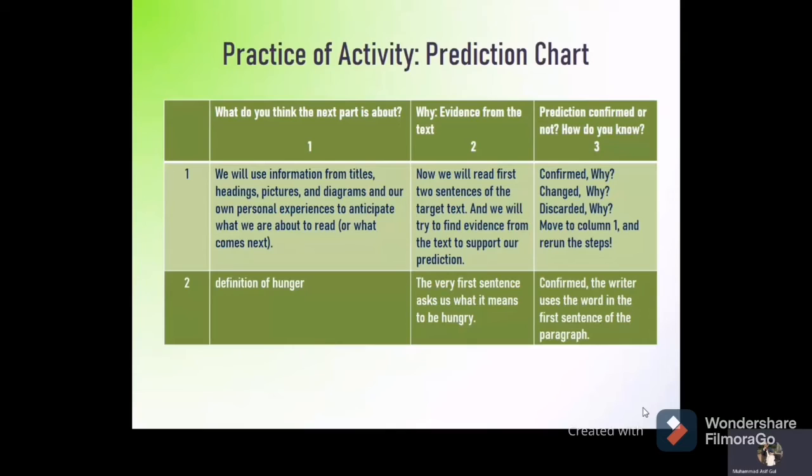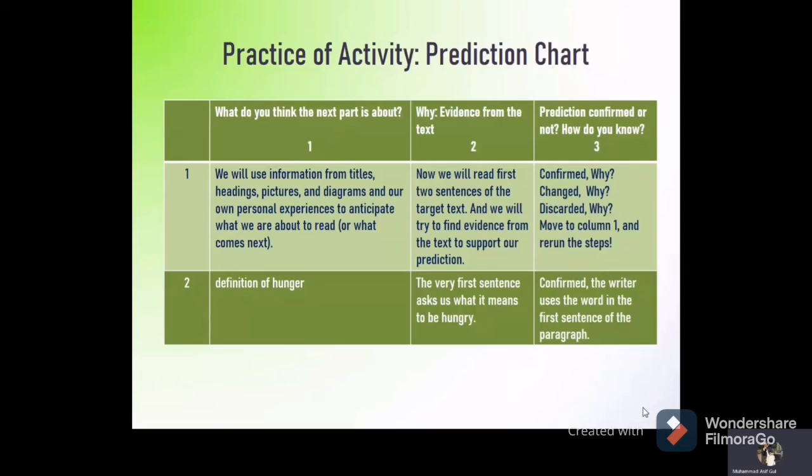So now we will move to our column number 2. It says that we have to provide evidence from the text. We predicted that in this paragraph, hunger will be defined. Now our prediction seems to be right, because in the very first sentence of the paragraph, the writer asks us what it means to be hungry. The text talks about being hungry. So our prediction has been confirmed.